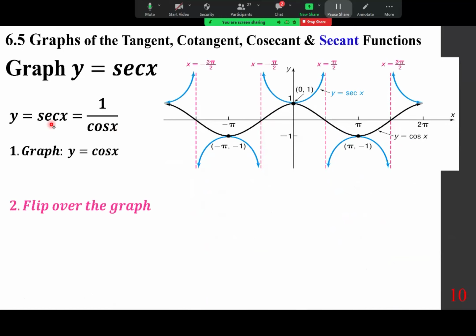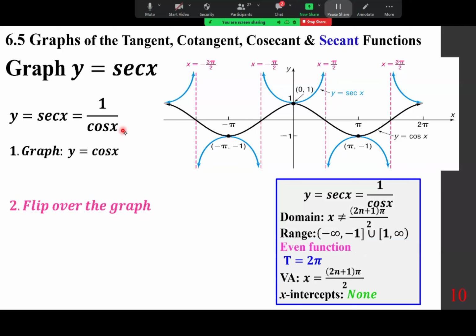Now, as far as the vertical asymptotes and the domain, cosine x can't be 0. Cosine x is 0 at odd multiples of pi over 2. So x can't be (2n plus 1) times pi over 2. The vertical asymptotes would be those, (2n plus 1) times pi over 2. And there is no x-intercept, and the same range as cosecant x. So I hope you see that what helps understanding and remembering this is knowing that secant is 1 over cosine, and you can easily come up with all of those. Okay, very straightforward, everybody.